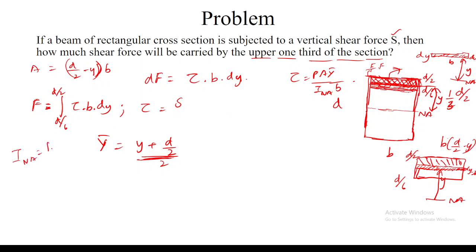Okay. So did you understand why you are getting y bar as y plus D by 2 by 2? Yes, sir. Since what is actually y bar? It is the distance of the centroid of the hatched portion from the neutral axis, right? So this is the hatched portion, and this distance is nothing but y from the neutral axis. So here I have drawn, right? So here I will write.